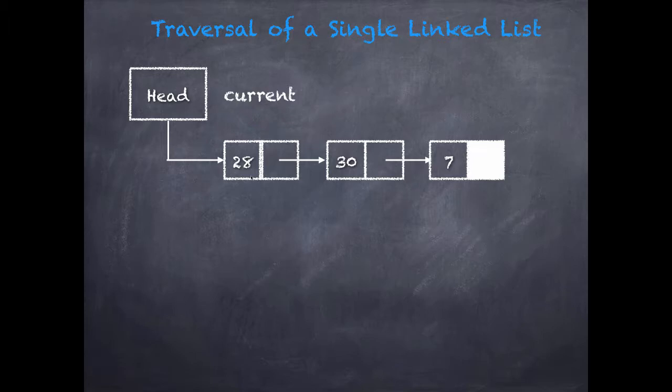To get to the beginning of the linked list, you would need to make the variable current refer to the same object which head refers to. And in this example, head refers to this node 28. So to make current point to this node 28, you would need to execute the statement current equals head. By this, current now points to or refers to the node 28.